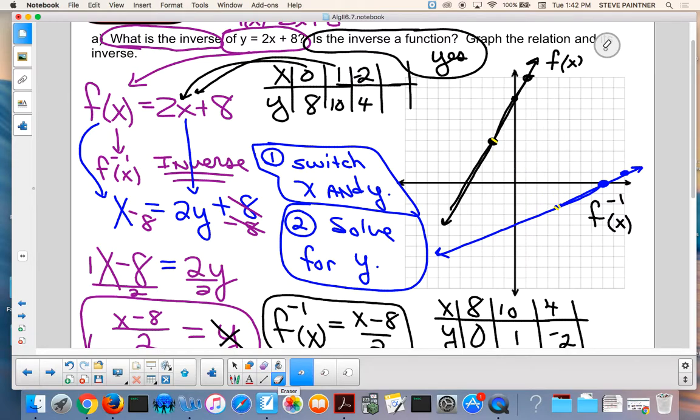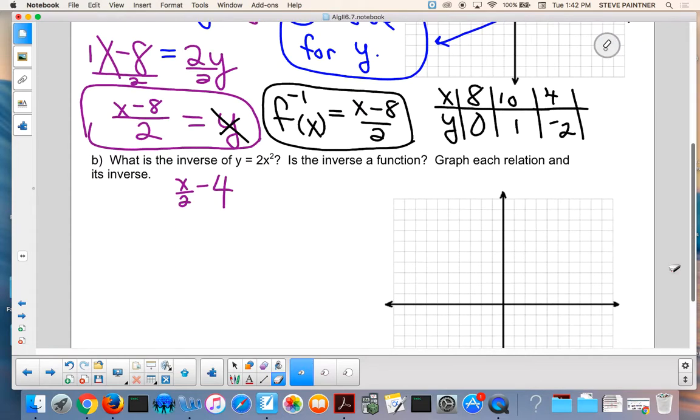That's it. We got 2 more to do. They get a little harder. That's why I got to do 2 more of them. Okay? There we go. Next. Do it again. It says, what is the inverse of that?